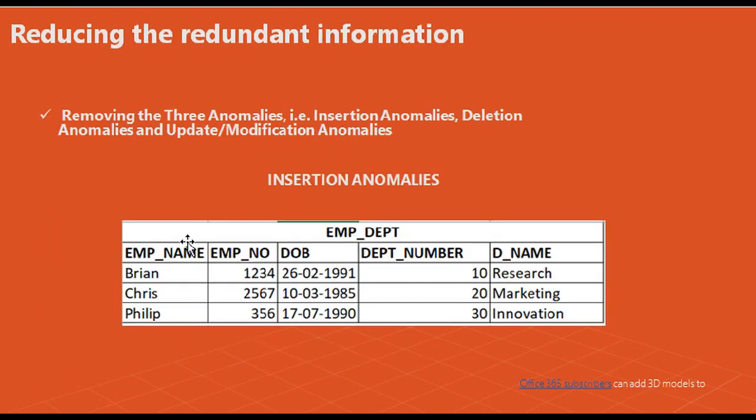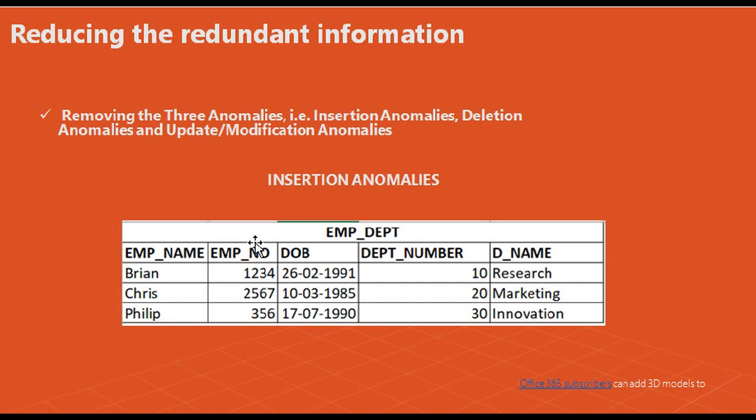So in this kind of disaster, there are mainly three kinds of anomalies that we used to have. Number one is insertion anomalies, second is deletion anomalies, and the third one is update or modification anomalies. So we will see one by one what these actually are. So the first one is insertion anomalies.